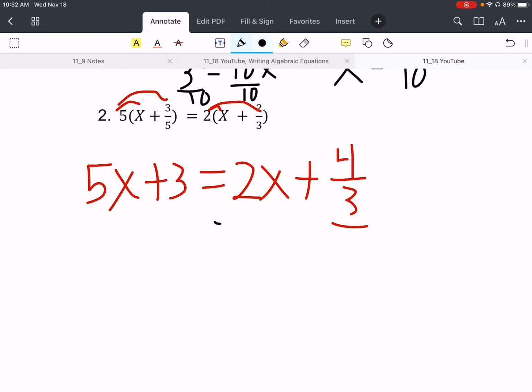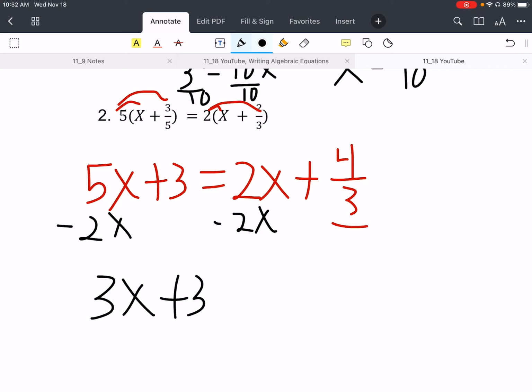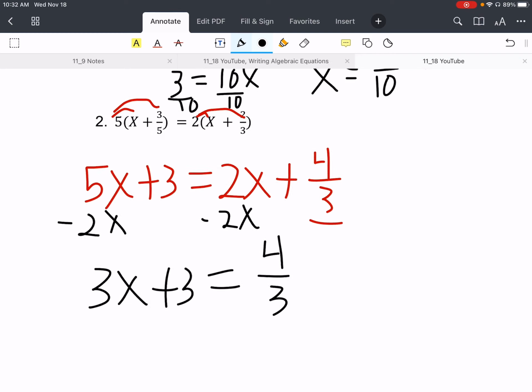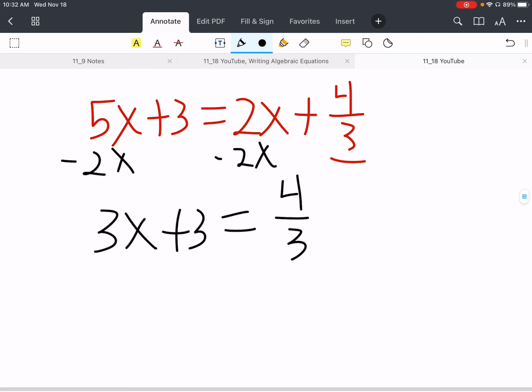So I'm going to start by subtracting 2x from both sides. That's going to give us 3x plus 3. That's going to equal 4/3. Now we are going to subtract 3 from both sides. That's going to give us 3x equals, we can think of this minus 3 as a minus 9/3. So 4 minus 9 will give us a negative 5/3.